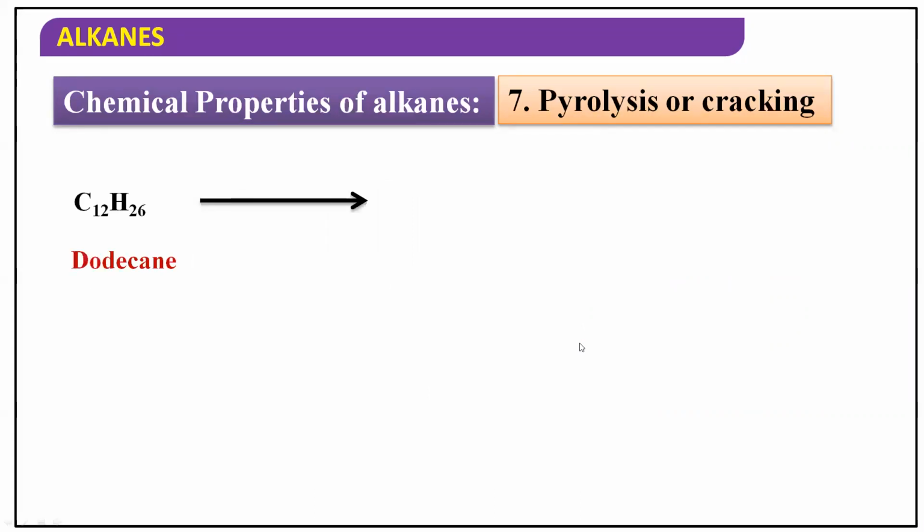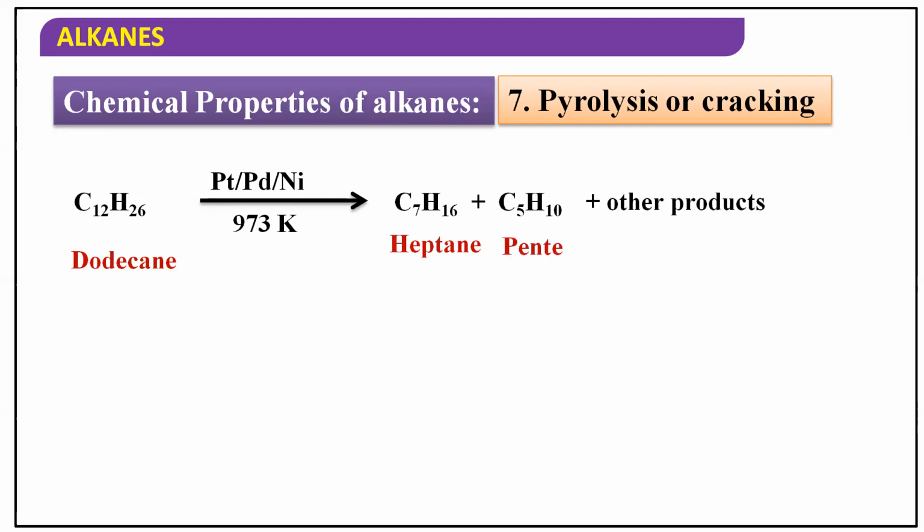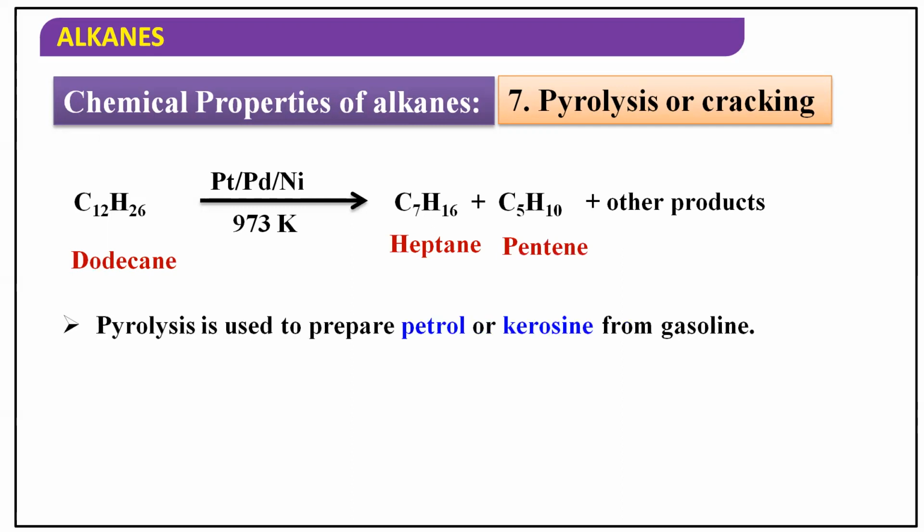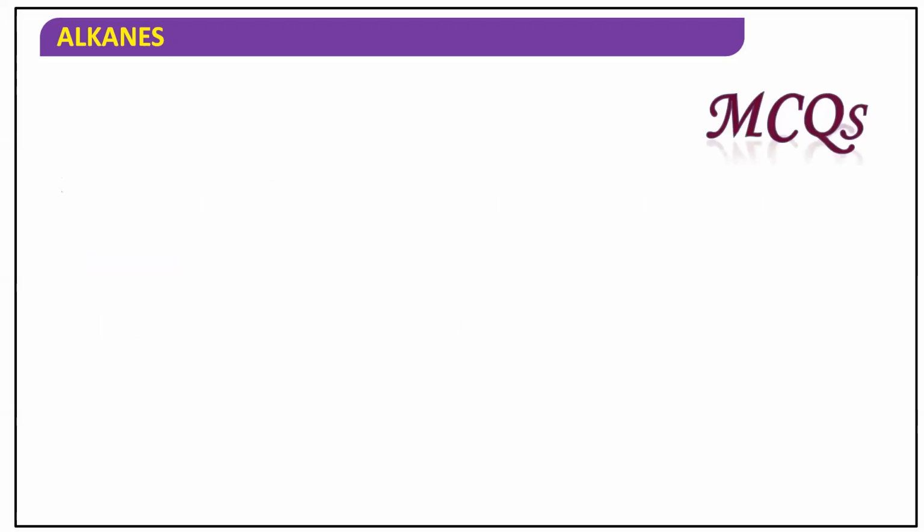Similarly, we have 12 carbon, dodecane, at 973 Kelvin. Again, it is cracking. Heptane, pentene with double bond, C5H10, and other products will be there. Pyrolysis is used to prepare petrol or kerosene from gasoline. So this is a useful reaction.